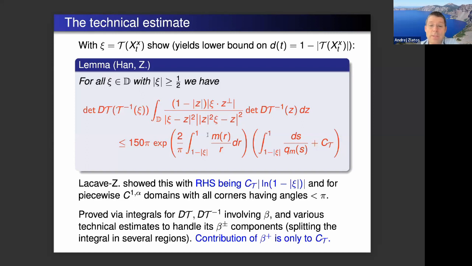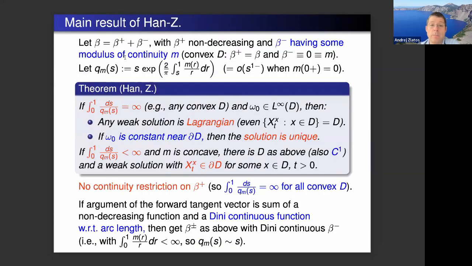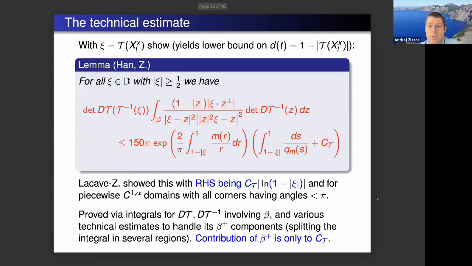And all this again depends just on m, the modulus of continuity for the beta minus part of the forward tangent vector. The beta plus part only enters through the Riemann mapping into this one constant here, which is almost irrelevant. So this then becomes the integral of this function from distance d(t) all the way to 1, and that of course will be infinity in the situations where the particle trajectories do not reach the boundary.